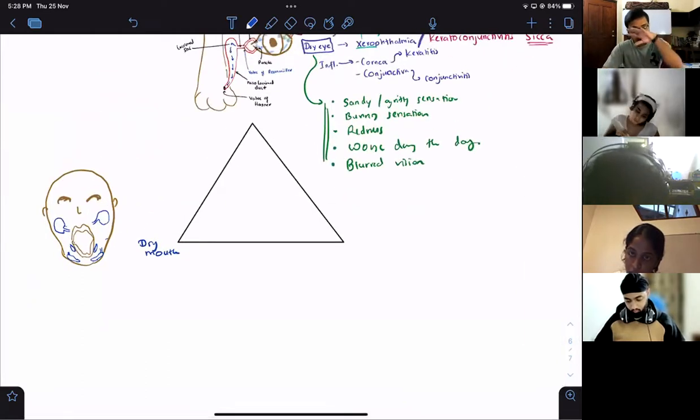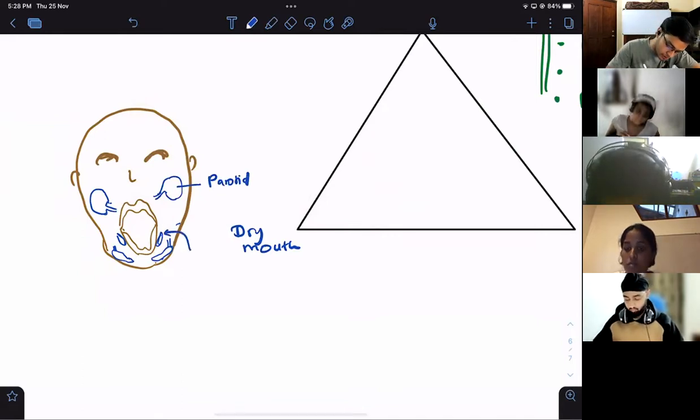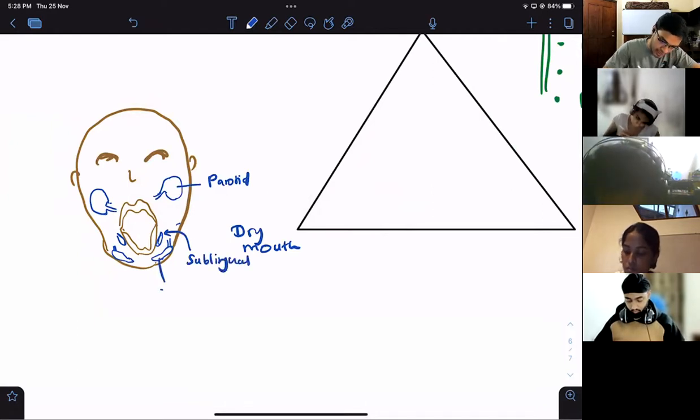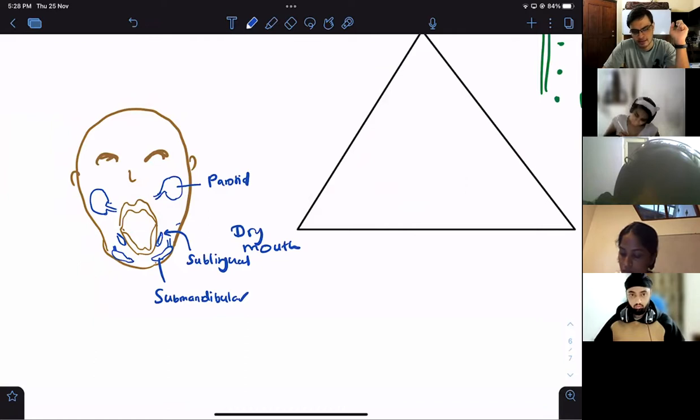These are the three major salivary glands. We have the parotid gland, the sublingual gland, and the submandibular gland. These are the major salivary glands.